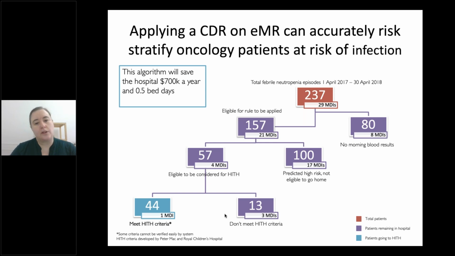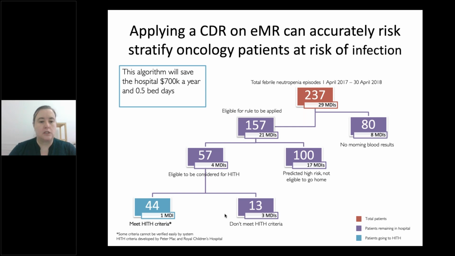When we applied the algorithm, 57 were considered low risk and eligible for hospital in the home, and 100 were considered high risk. And you can see there that 4 had an MDI in the low risk group and 17 had an MDI in the high risk group. So you can see that the algorithm is distinguishing to a certain level the high risk group, and that's who we were focusing on.